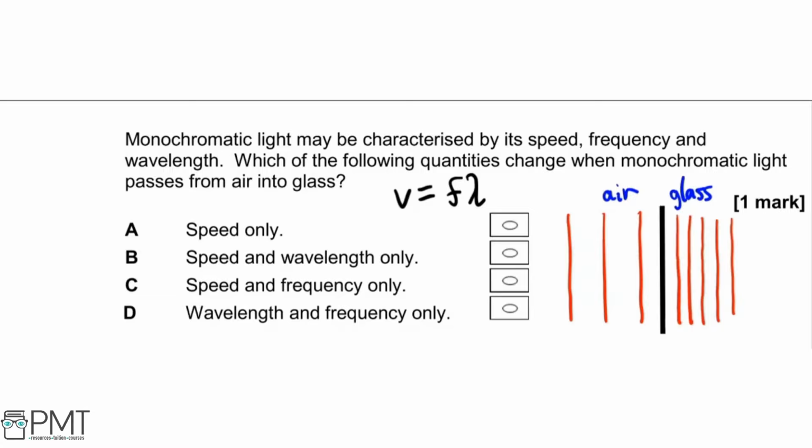We do know, however, that due to the difference in refractive index between air and glass, the light actually travels slower in the glass than it does in the air. What that then means is if we keep the frequency constant in this equation and we make the speed lower, the wavelength is also going to decrease. So the two quantities that change are speed and wavelength only, so the answer has to be B.